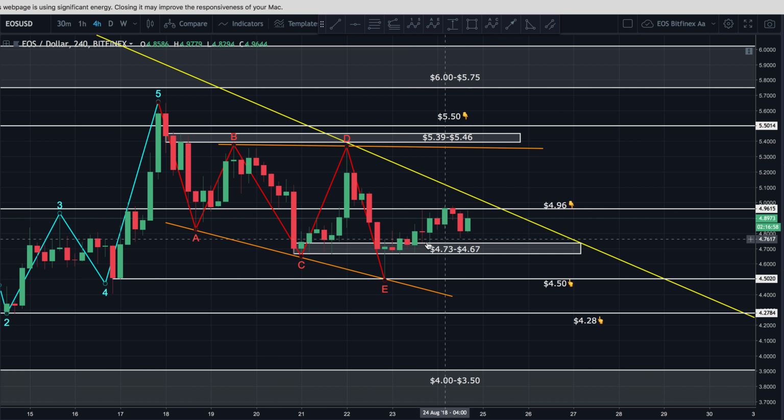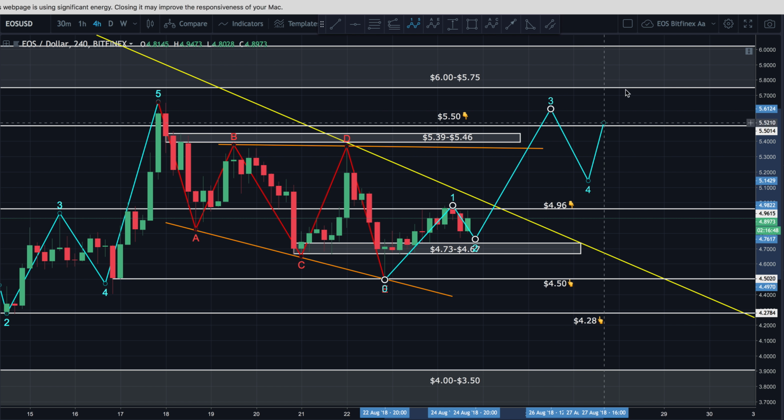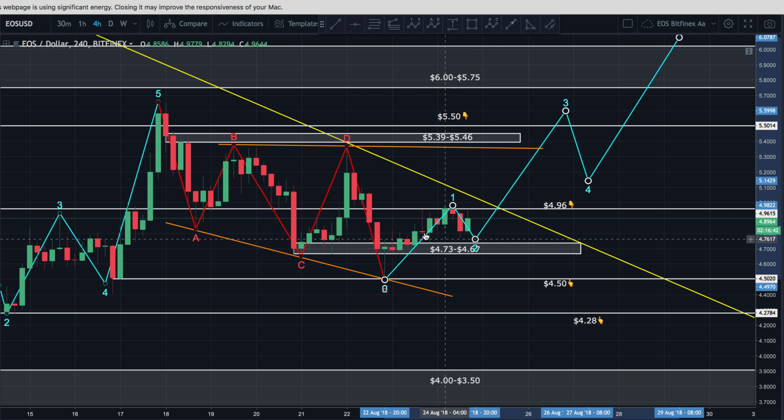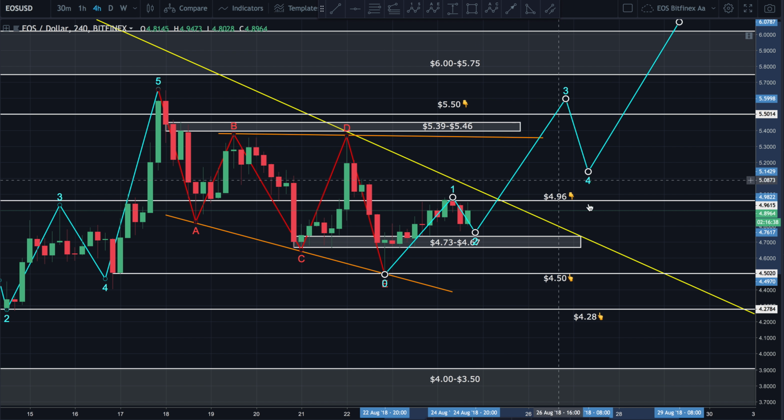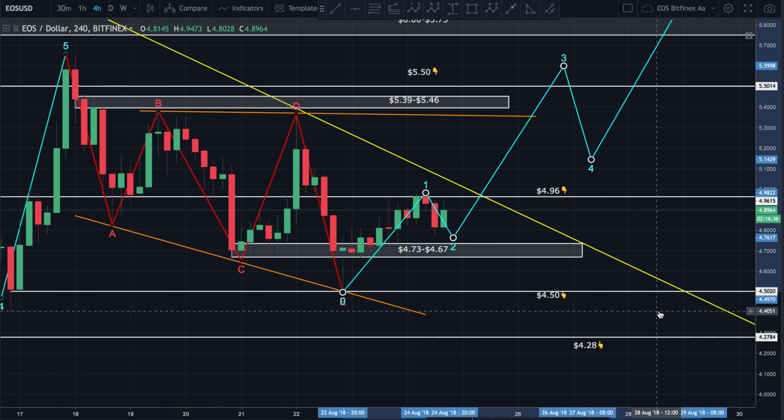So if the bullish count is in fact correct, guys, we're looking at a 1-2 pattern right here. So we're looking at a possible 1, 2, 3, 4, and 5, something like this, guys. It's obviously not exactly how it'll play out, but something like this. So if that is in fact the case, how are we going to measure this? What can we look for?